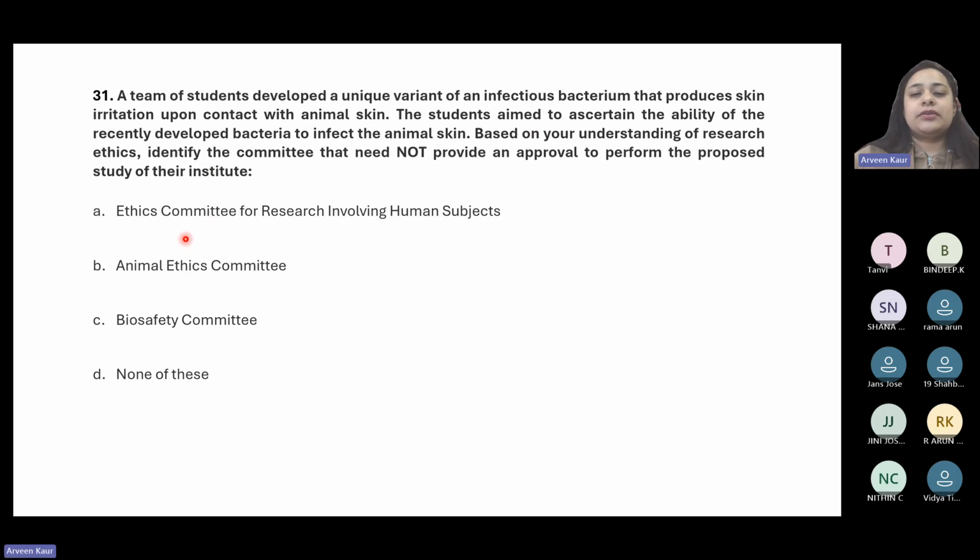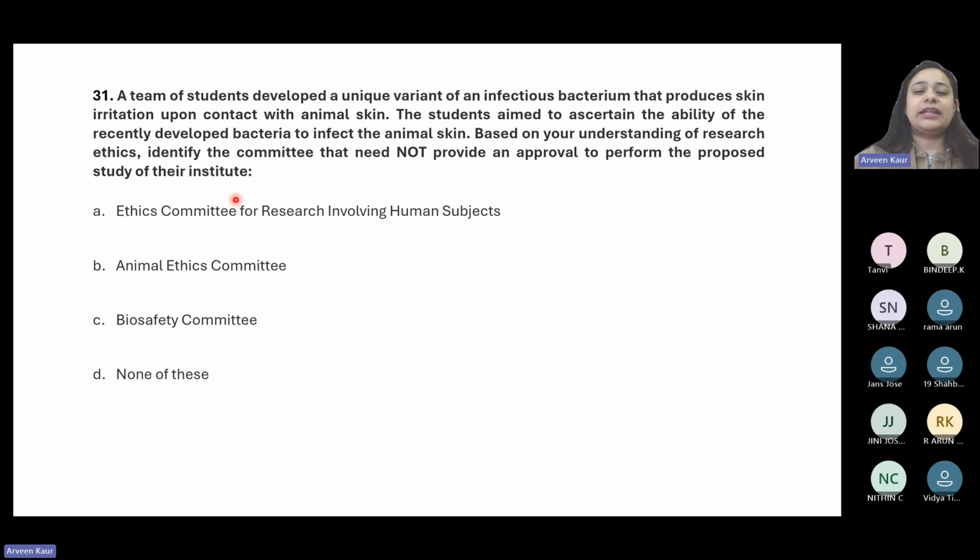A is Ethics Committee for Research Involving Human Subjects, B is Animal Ethics Committee, and C is Biosafety Committee, or D, that is none of these. So it is very slightly different from the option that we were talking about earlier, right? Over there, what had been talked about was an infectious strain of fungi, which was irritating human skin, right? Instead of that, over here we have an infectious bacterium, which is an irritant for the animal skin, right?